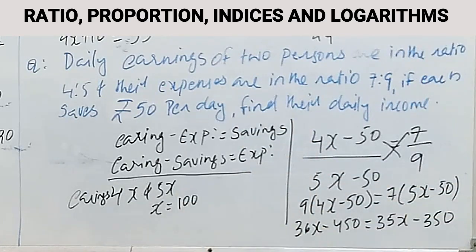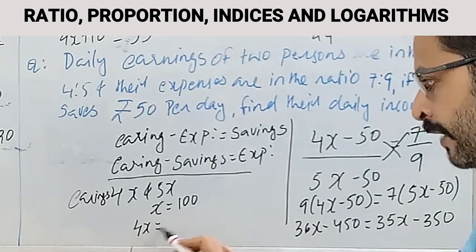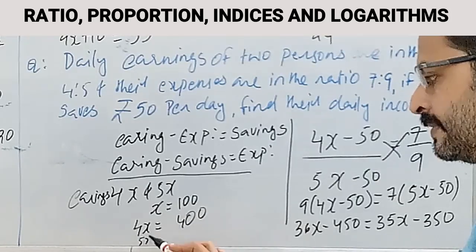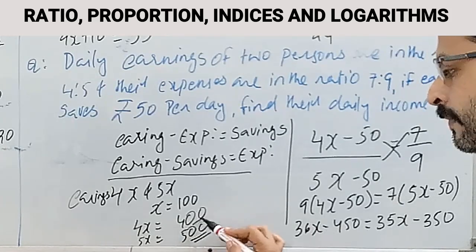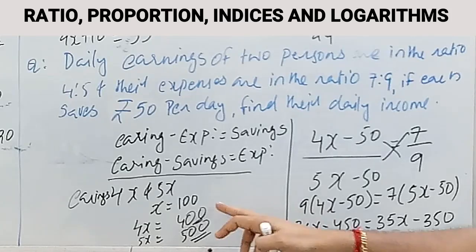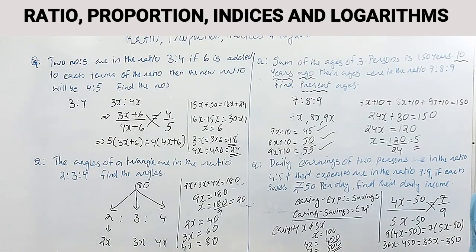Therefore, the earnings, we know that earnings is 4x equal to 4 into 100, 400. Second person's earning 5x, 5 into 100, 500. Therefore, find their daily income. That means daily earnings will be rupees 400 and rupees 500.